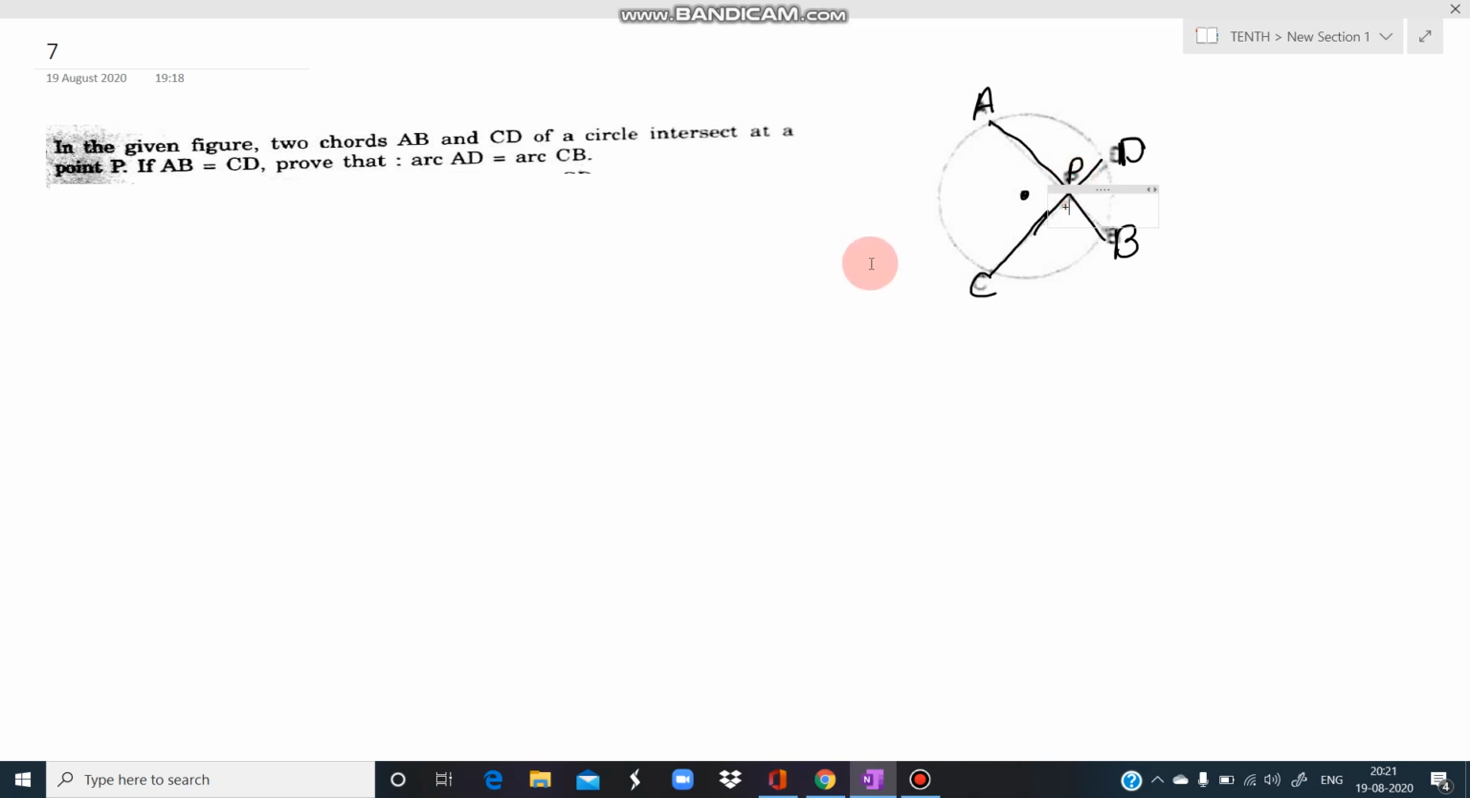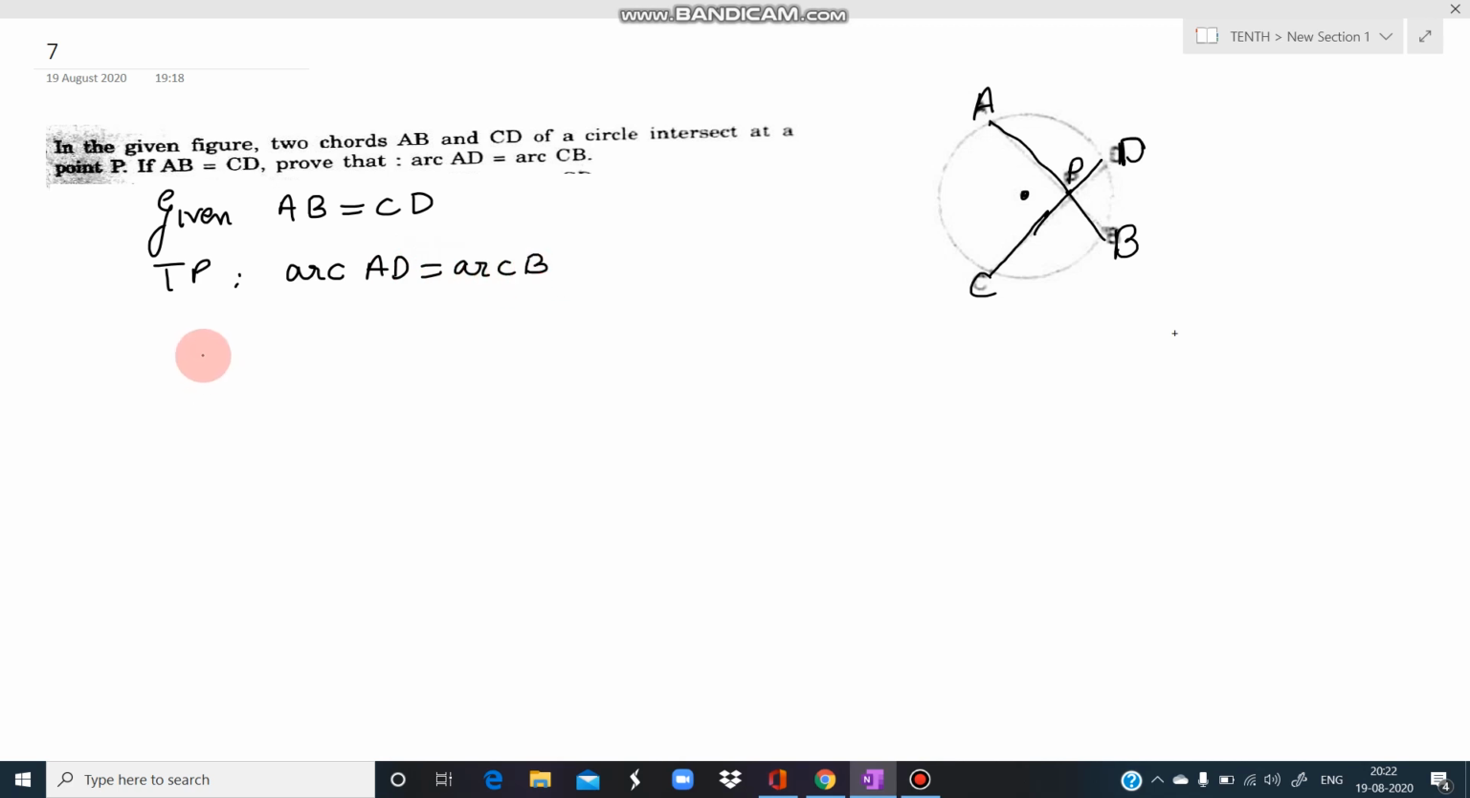In this figure, it is given that the two chords AB and CD of the circle intersect at the point P. So here we are having this arc AB and we are having this arc CD. दोनों intersect कर रहे हैं at the point P. उसके बाद हमें given है कि ये दोनों chords equal हैं. That is, chord AB and chord CD are equal. What do we have to prove here? We have to prove that arc AD is equal to arc CB.